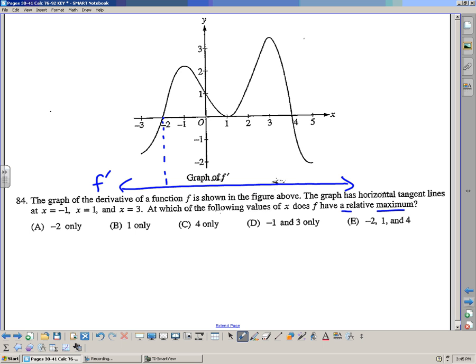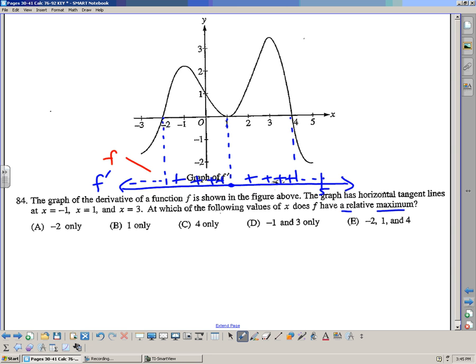So we're below the x-axis till we get to -2. We're above till we get to 1. At 1 we have a derivative of 0, but we continue above till we get to 4. And then we're below after that, till 5. So where shall we have a relative max?